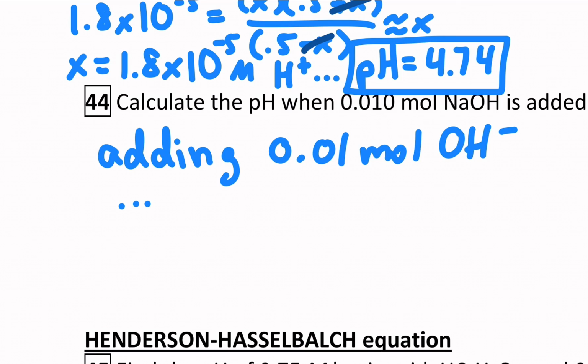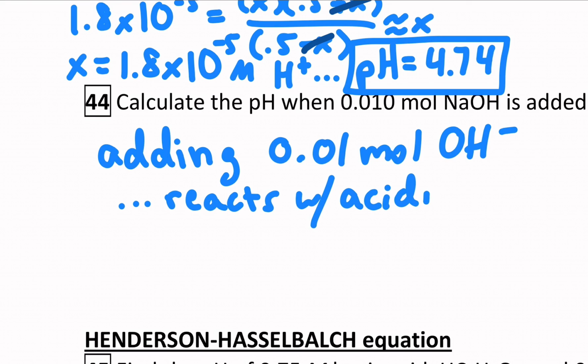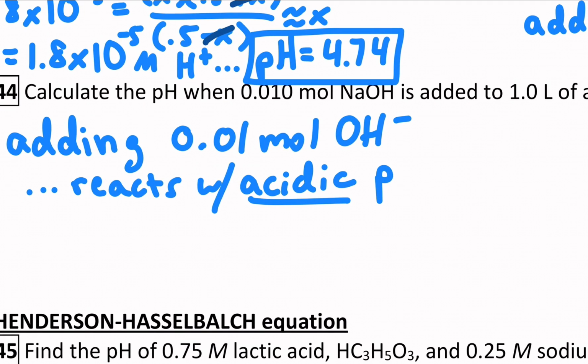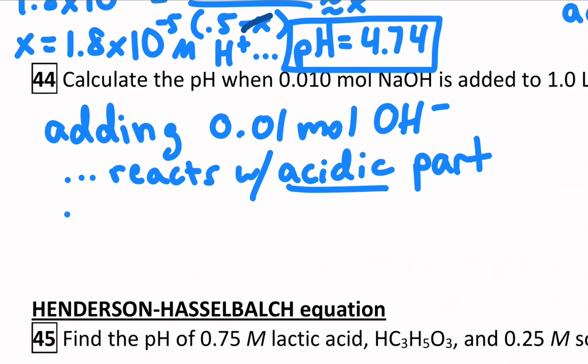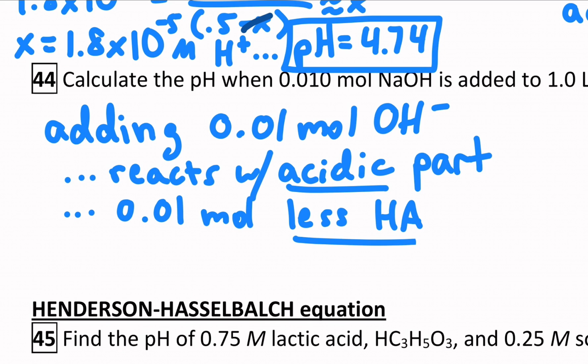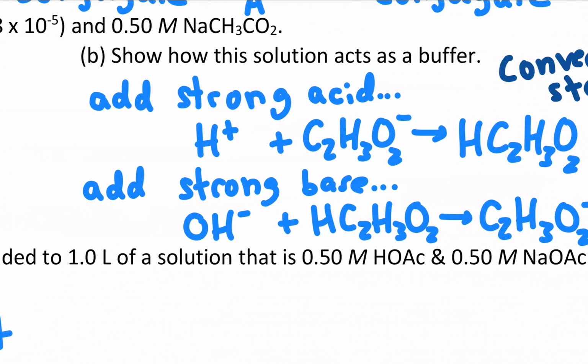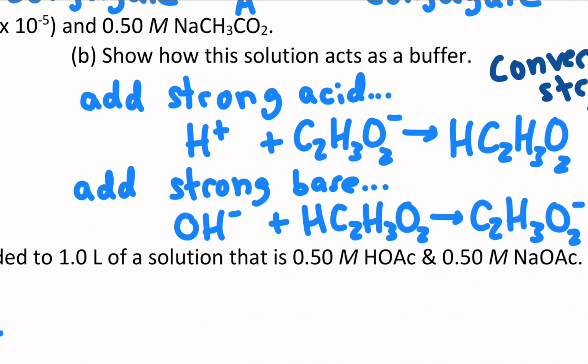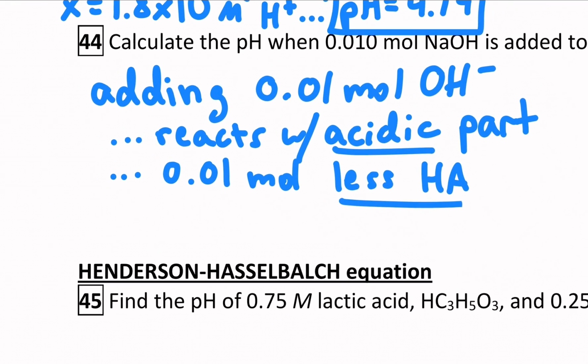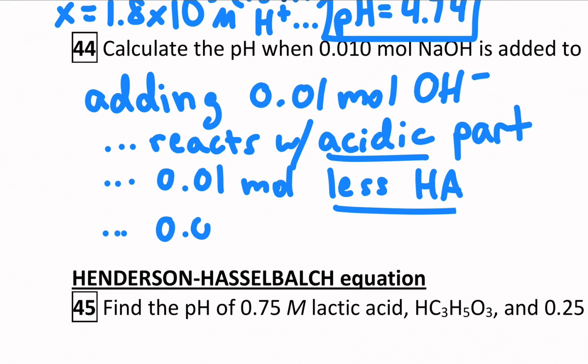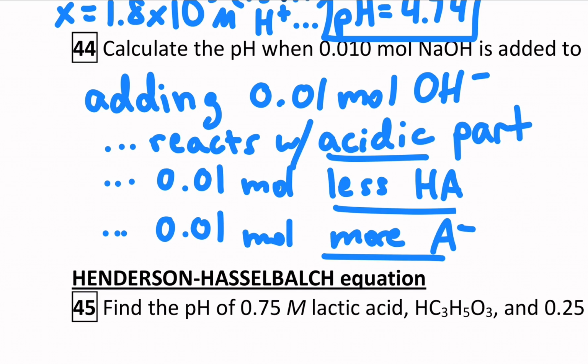So conceptually what's happening, it reacts with the acidic part of the buffer. That means we have 0.01 moles less HA, because it will react, as we saw up here. The base will react with the acidic part. It also forms more of the basic part. So we will have 0.01 moles more of the conjugate base, the A minus. That's just because acid-base reactions are 1-to-1.